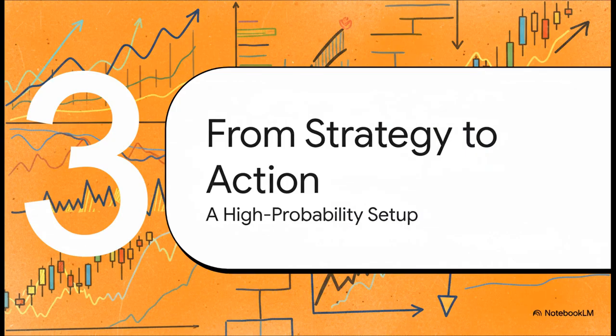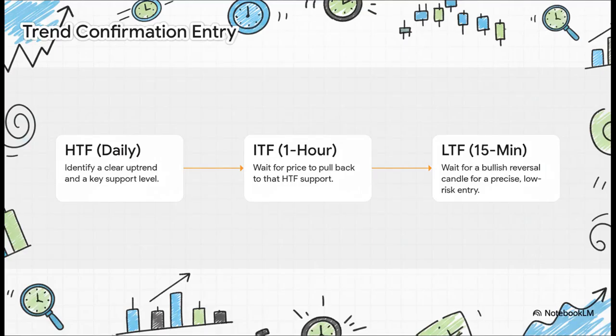All right, let's make this even more real. Let's walk through a classic, high-probability setup so you can see exactly how all these pieces fit together when the market's moving. Okay, here's a textbook play. Step 1, we're on our map, the daily chart. We see a beautiful, clear uptrend, and we mark off a key support level. Simple enough. Step 2, we switch over to our compass, the 1-hour chart.